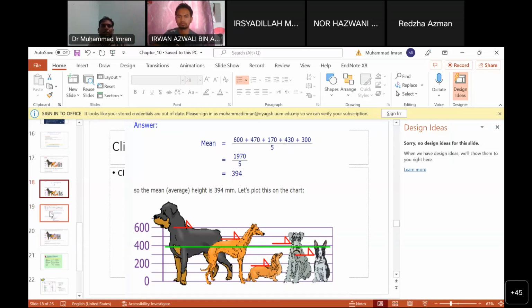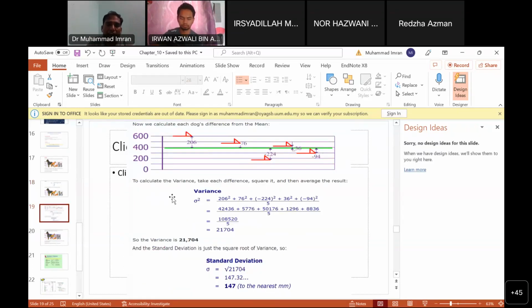This is the mean. Now, for the variance, take each difference from the mean, square it, and then average the result. The differences here: 600, then the second and the third dog, 76. Then square the differences, and this is the variance. Now the square root of the variance is called the standard deviation. Simple. Is there any confusion here? Please tell me first.